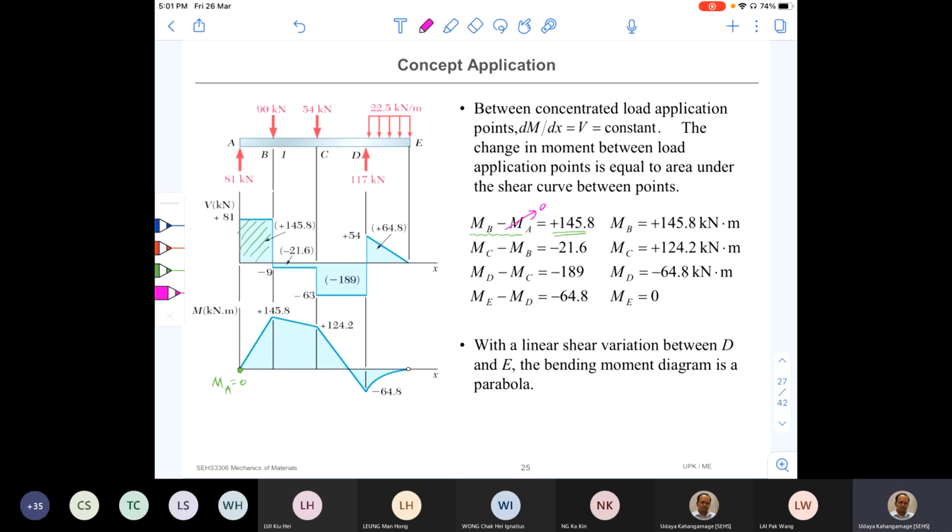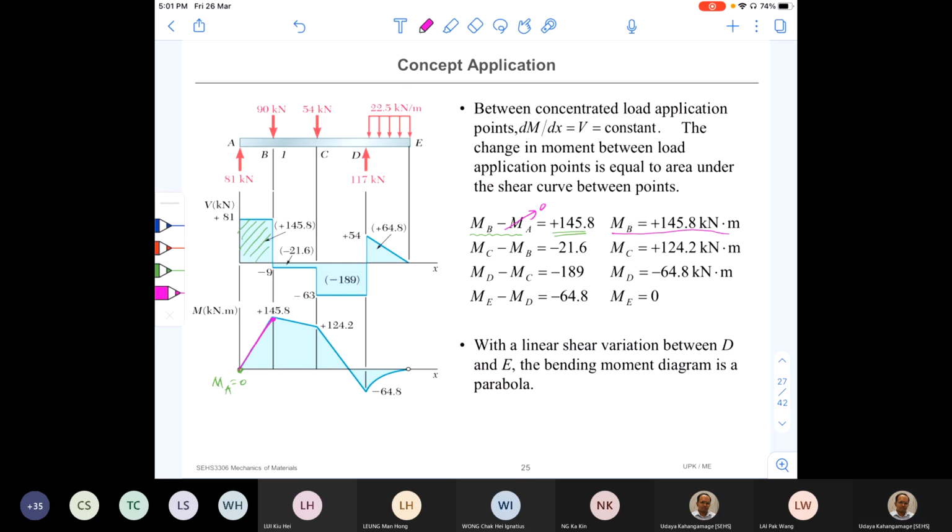Right? Therefore, MB is equal to 145.8. So I mark that point. And in between, bending moment variation now is one order higher than shear force variation. Shear force is constant. Therefore, the bending moment variation is linear.